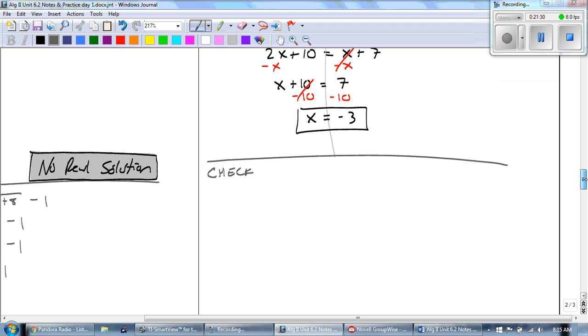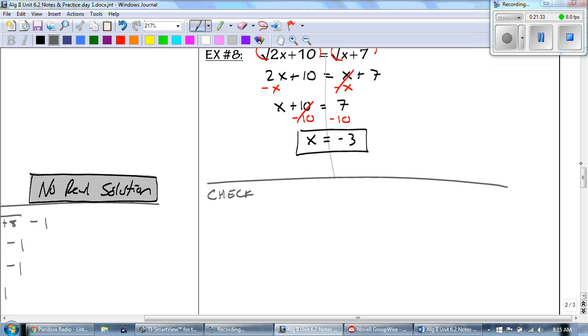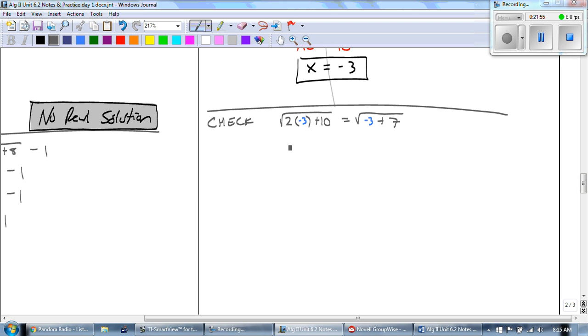Okay, so now we know what x equals. We have to go ahead and plug it in. So we have the square root of 2 times negative 3 plus 10. We're going to check, does that equal the square root of negative 3 plus 7? Okay, I'm going to do the left side. 2 times negative 3 is negative 6. Negative 6 plus 10 is 4. On the right side, negative 3 plus 7 is 4.